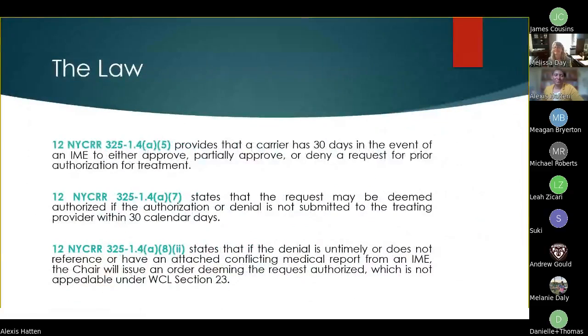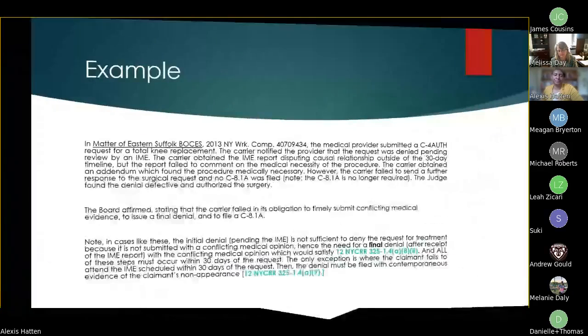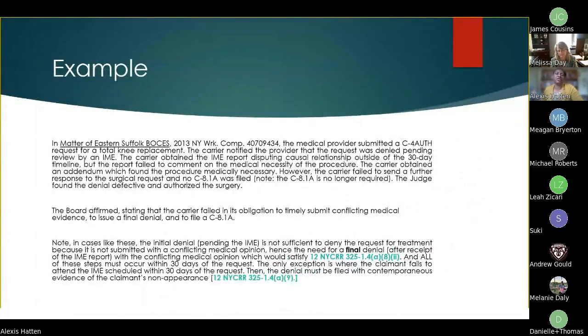So as we know, the law says you got 30 days to respond to a C4 off request, and that if you don't respond within 30 days, it may be deemed authorized. 325-148H2 says if the denial is untimely or does not reference or has an attached conflicting medical report, the chair will deem the request authorized. So in these examples, that's essentially what happened.